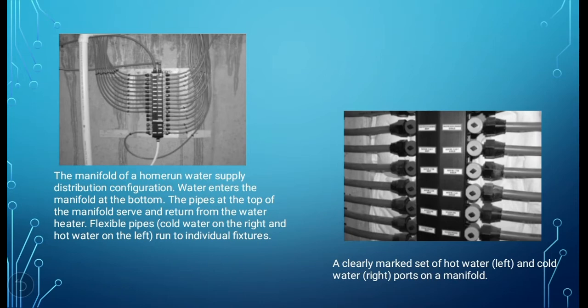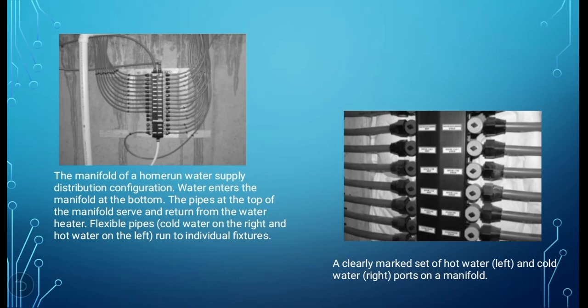The first one is the manifold of a home run water supply distribution configuration. Sabi dito, water enters the manifold at the bottom. The pipes at the top of the manifold serve and return from the water heater. Flexible pipes for cold water on the right and hot water on the left run to individual fixtures.